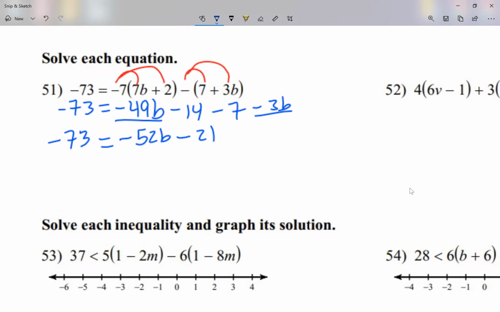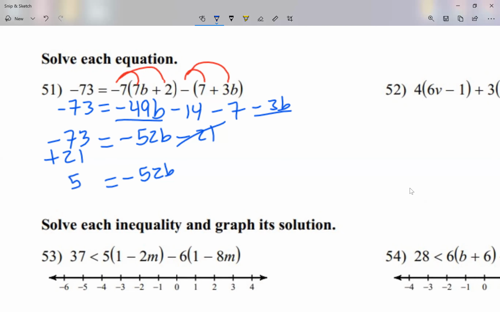Okay, I want the 52b by itself, the letter by itself. So this -21, let me move it over as a +21. Right, letters on one side and everything that doesn't have a letter to the other side. I know on the right side, I just have the -52b. On the left side, the signs are different. So let me subtract. 73 minus 21 is 52. Let me keep the sign of the large one. When the signs are different, we subtract.